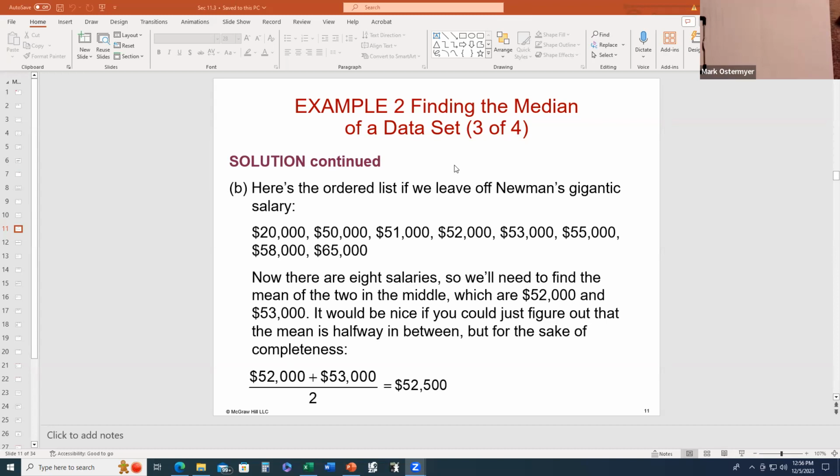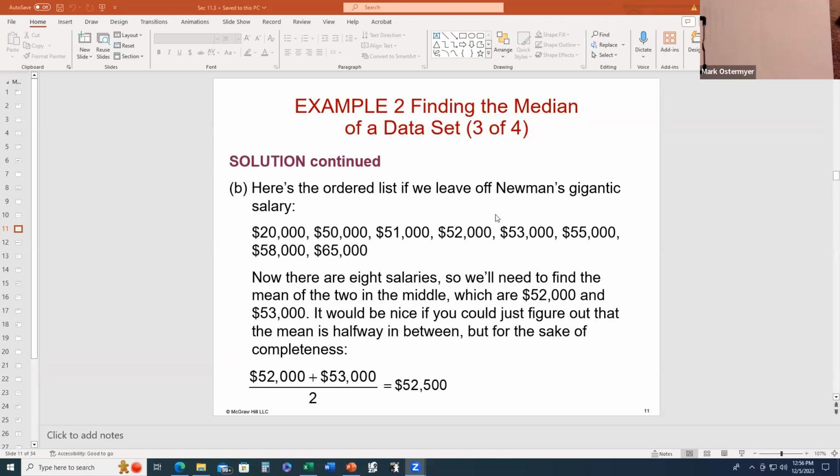Now, here's something interesting. What if we tossed out that outlier value? What if we tossed out the $944,000? And let's find the average now of this remaining data set that now has 8 observations in it. Well, to do that, we would add up all these 8 observations and divide by what? Divide by 8, correct?